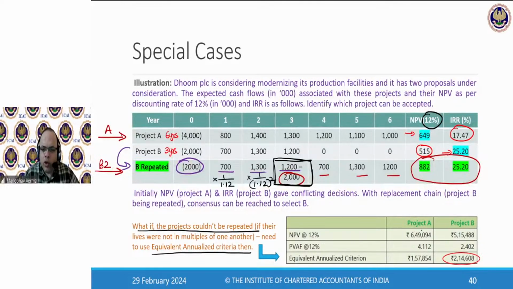So you are talking about the NPV, 649K for project A. Project B has 515, and I'm putting the present value annuity factor at 12%. For project A this is for 6 years, and for project B this is for 3 years. That's why the present value annuity factors are different, right? 4.112 for project A, and 2.40 for 3 years for project B. If I divide the NPV by these present value annuity factors, we are again selecting project B here. Project B is preferred here.